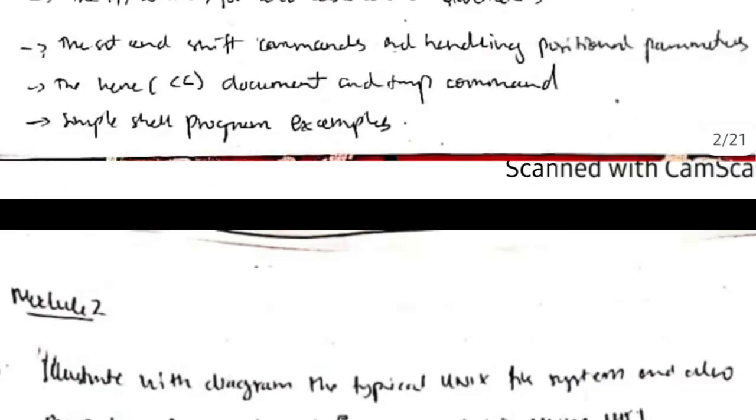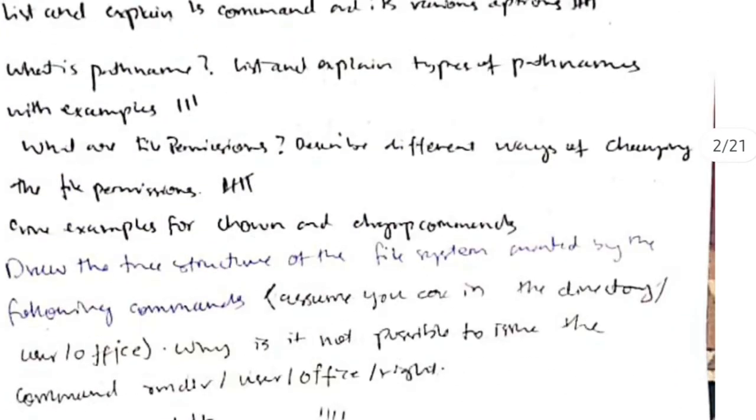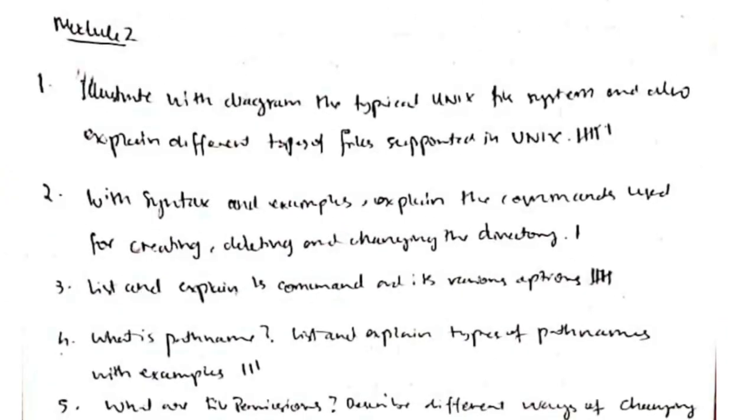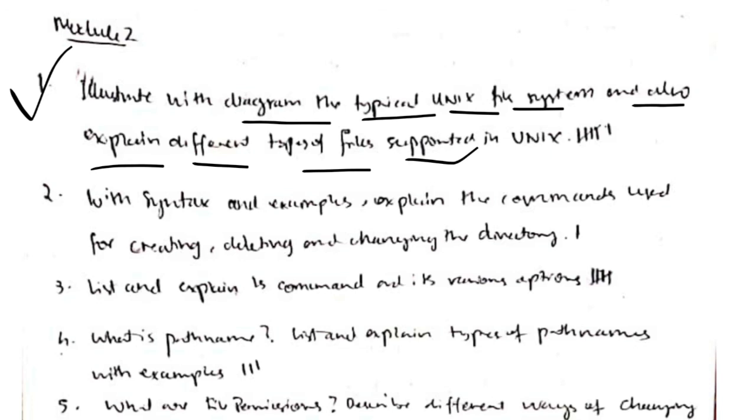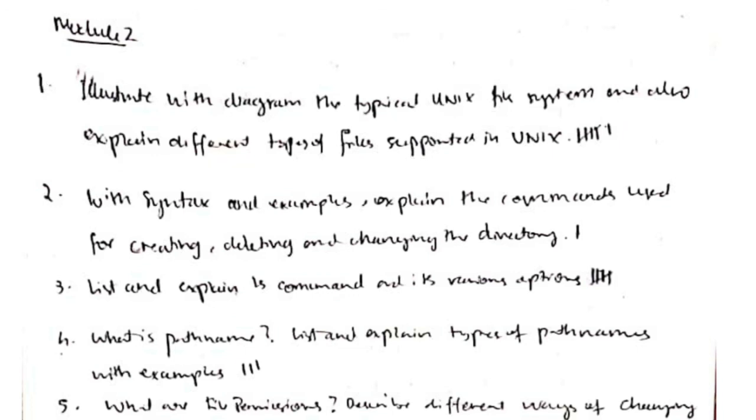So let's discuss the previous year questions which were asked. Most of the questions we have already discussed in the modules. This is about the diagram for the typical system and also explaining the different types of files. This was there in the first module also. The module number changes because I have taken questions from the 2015, 2017 and 2018 schemes. The module and the syllabus have changed, so we have to learn from the other modules accordingly. So this is for the first module.